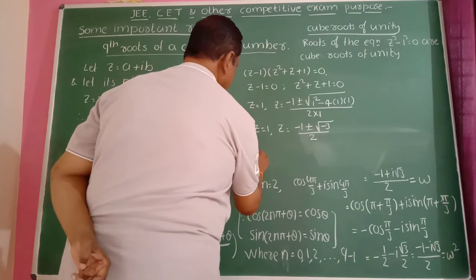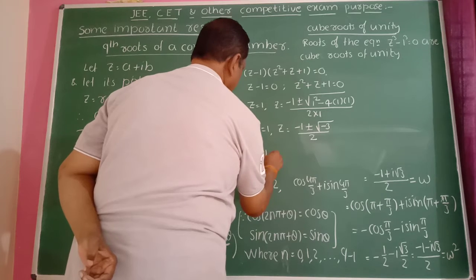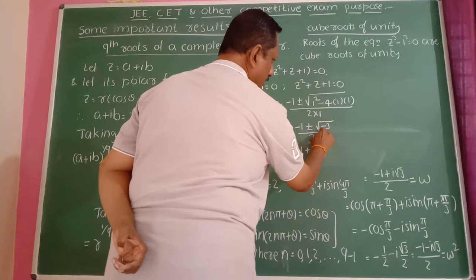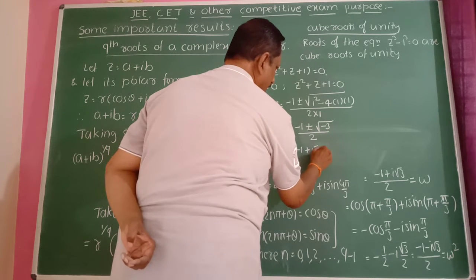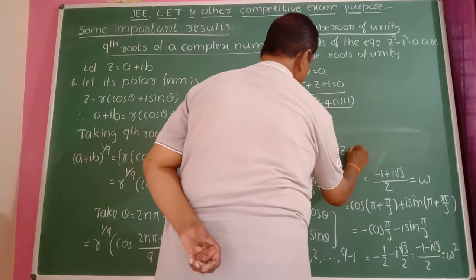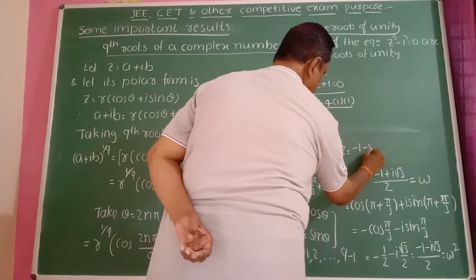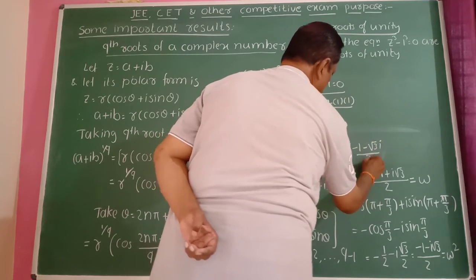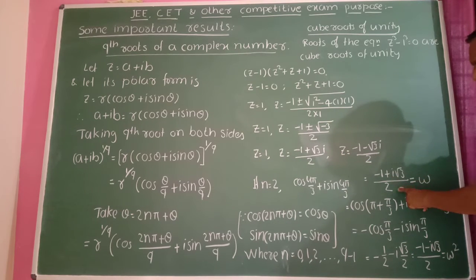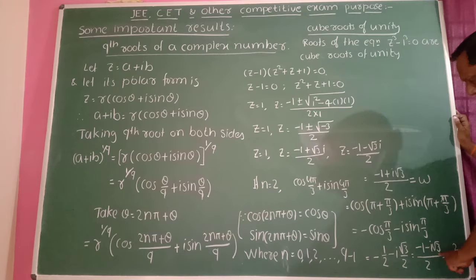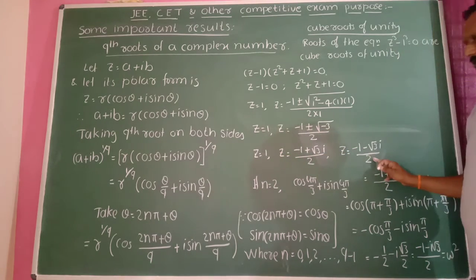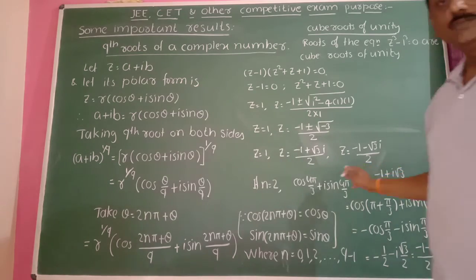So z is equal to 1, and z is equal to minus 1 plus or minus root 3 into i divided by 2. So z is equal to minus 1 plus root 3 i divided by 2, as well as z is equal to minus 1 minus root 3 i divided by 2. You get the same result. Minus 1 plus i root 3 by 2 is omega value, and minus 1 minus i root 3 divided by 2 is omega square. So 1, omega, omega square are the cube roots of unity.